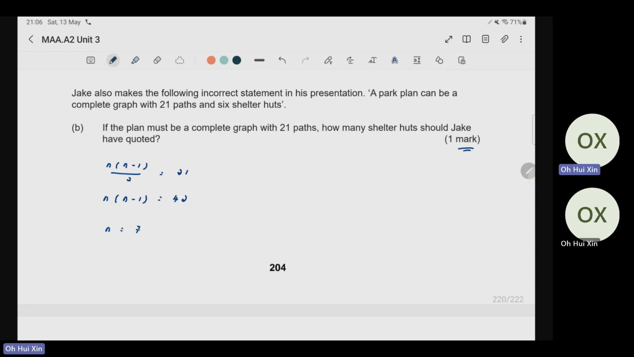The other way of doing it is also trial and error. How do you prove that this is wrong? You know that if you take 6 multiplied by 6 minus 1, over 2, you will get 15. So if you need more edges, you will try to increase it. If you are using 7, you realize that you actually get 21. So that's how you know that 7 huts are needed. No matter which way you do it, or even just drawing out 7 vertices and checking that you need 21 edges, it works too, because this is just a 1 mark question. So we only look at the final answer, which is 7. Okay, all right, so that's it for this question.